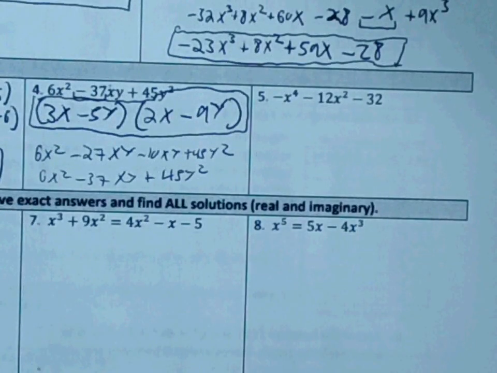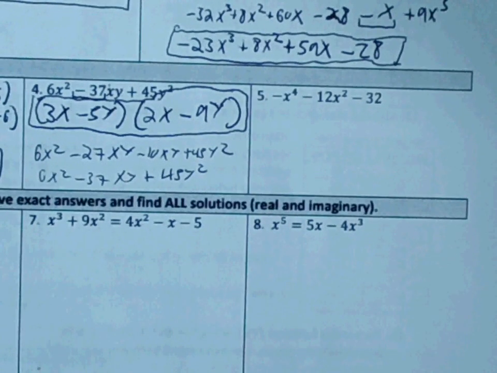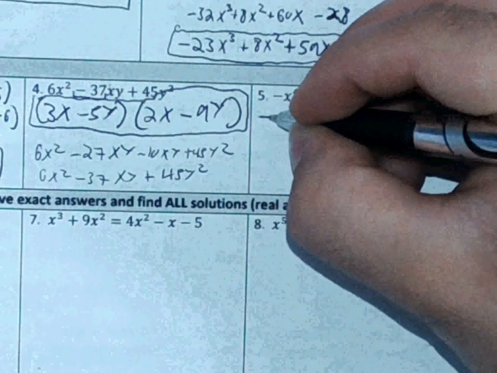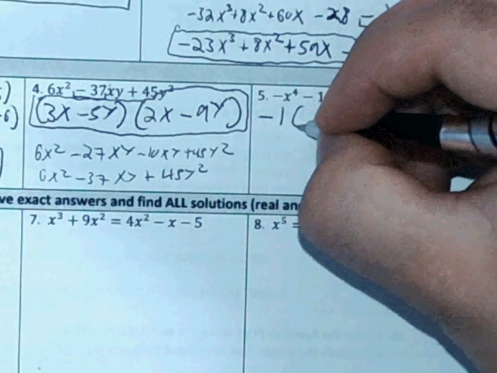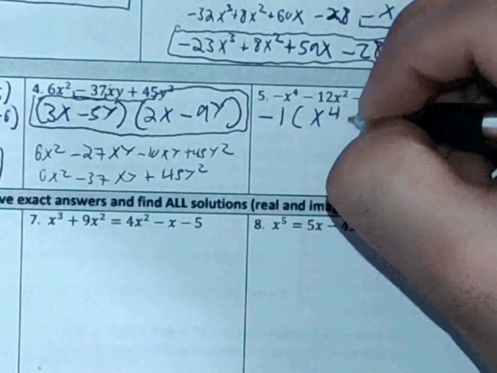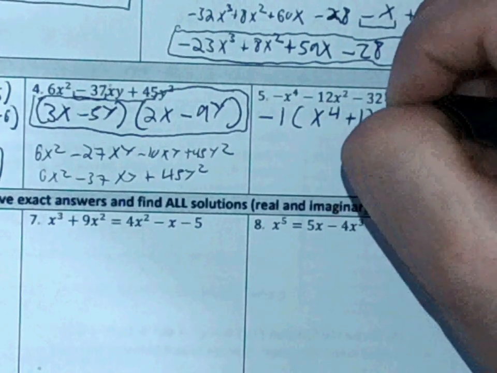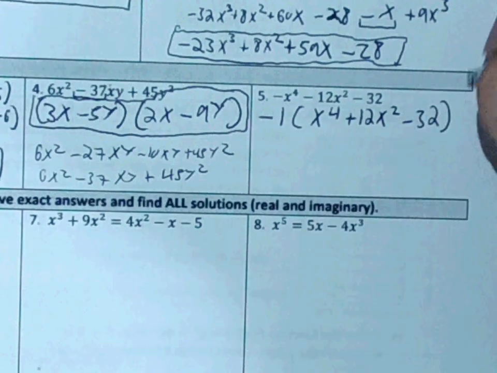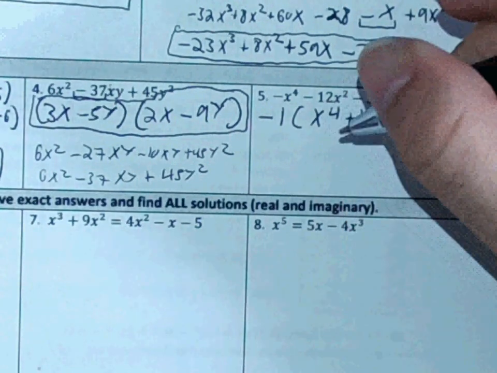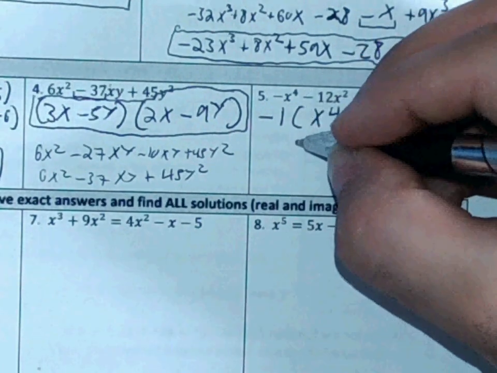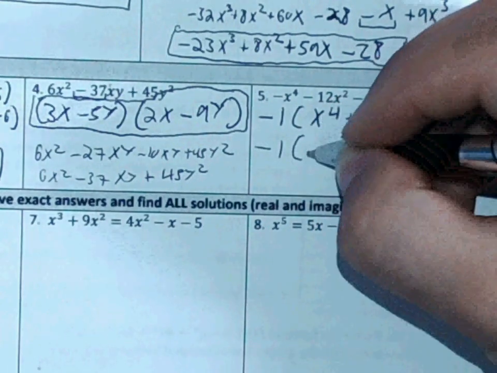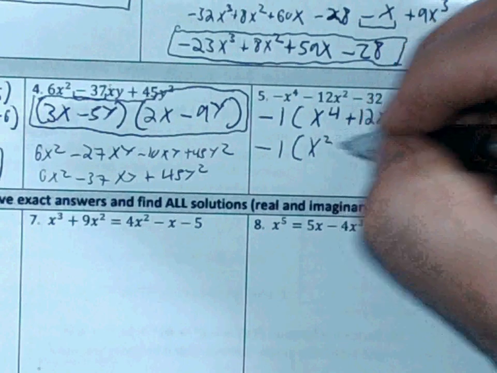Negative x to the fourth minus 12x squared minus 32. So to make this easier, I'm going to factor out a negative 1. If I factor out a negative 1, I can have x to the fourth plus 12x squared minus 32, and this takes the quadratic form. So how can I factor x to the fourth power?